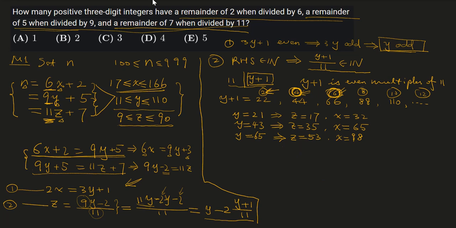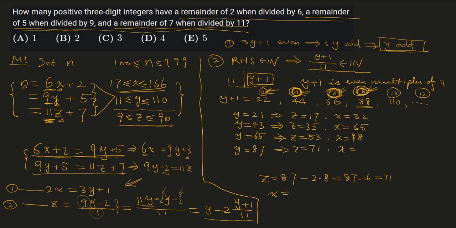So the next option is when y plus 1 is 8 times 11, right? Then y equals 87. That implies z equals what? 87 minus 2 times 8 times 11, right? So that's 8. That equals 87 minus 16, which is 71. So z equals 71. How about x?